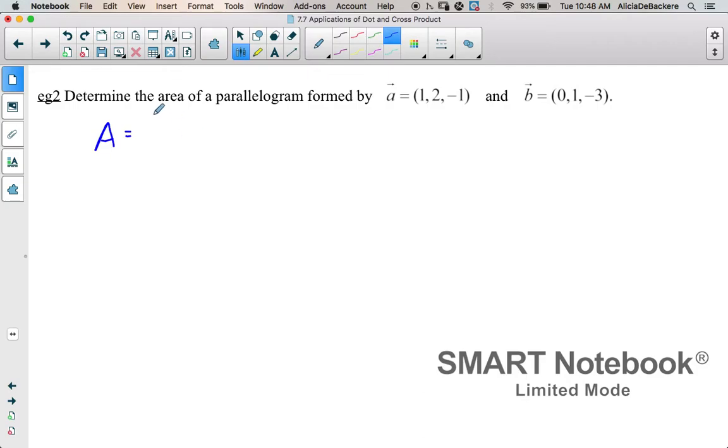So I'm finding the area of a parallelogram. So it's just the magnitude. Not a half, right? The half is only for a triangle. And in order to come up with the magnitude of the cross product, I'm going to find the cross product of these two.